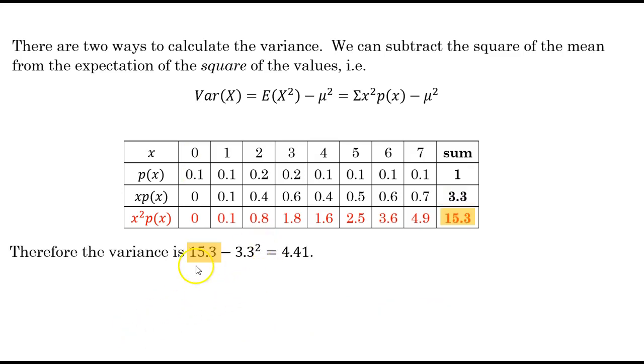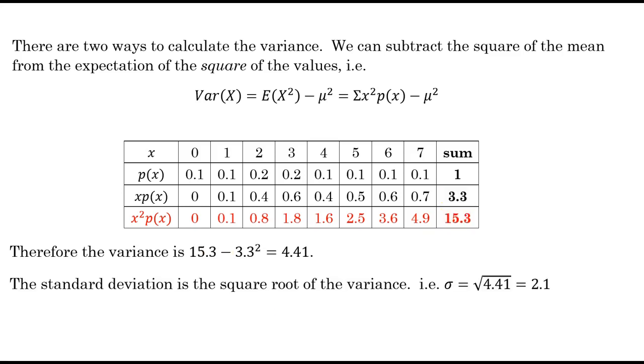Right here. So either way we do that, I find a variance of 4.41, and most typically we're more interested in the standard deviation rather than the variance. The standard deviation is the square root of the variance. So the square root of 4.41 is 2.1.